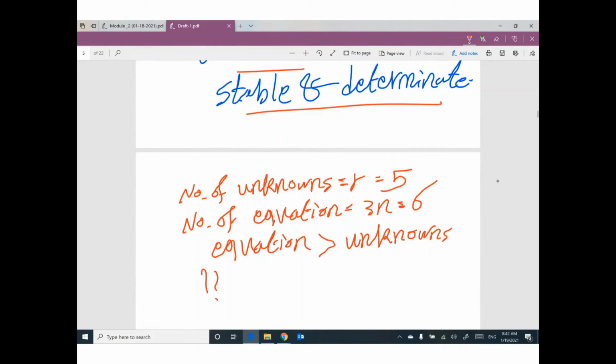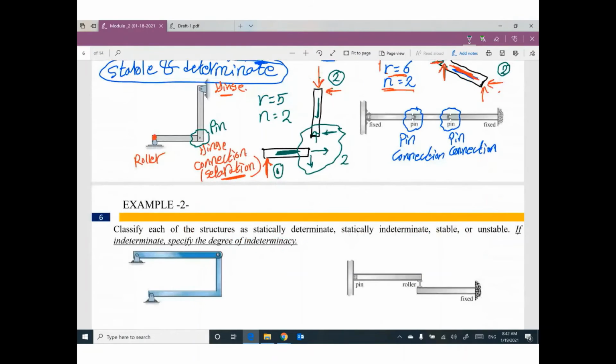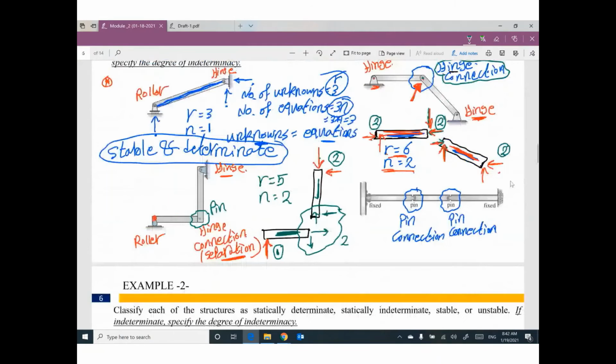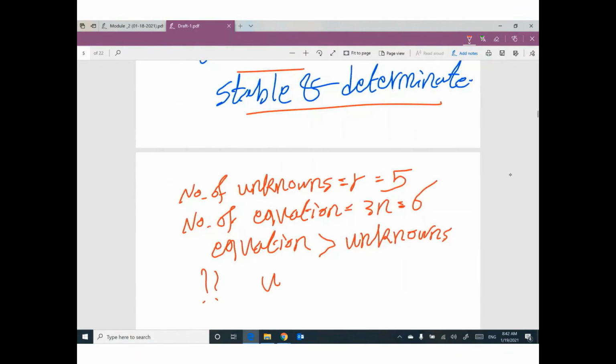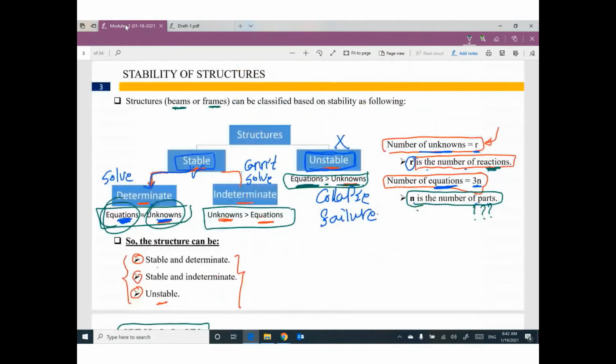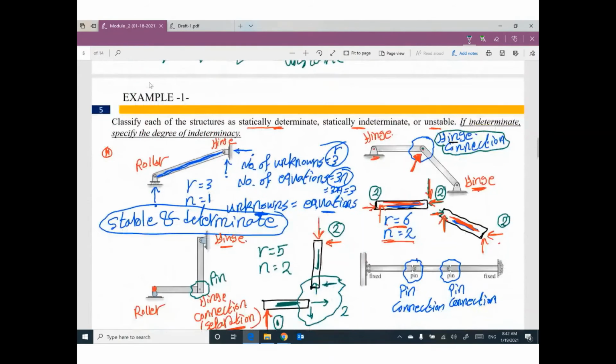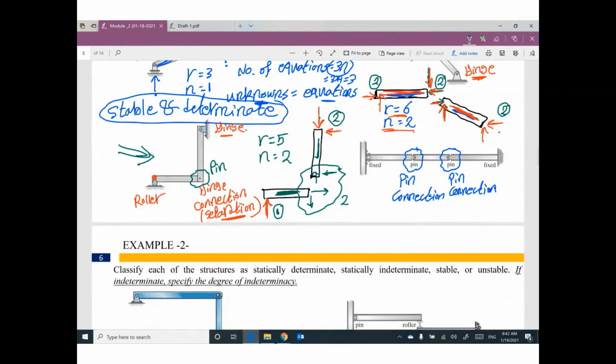So what is the final conclusion? Equations greater than number of unknowns. Equations greater than number of unknowns. Your structure is unstable. So this structure in this example is unstable.